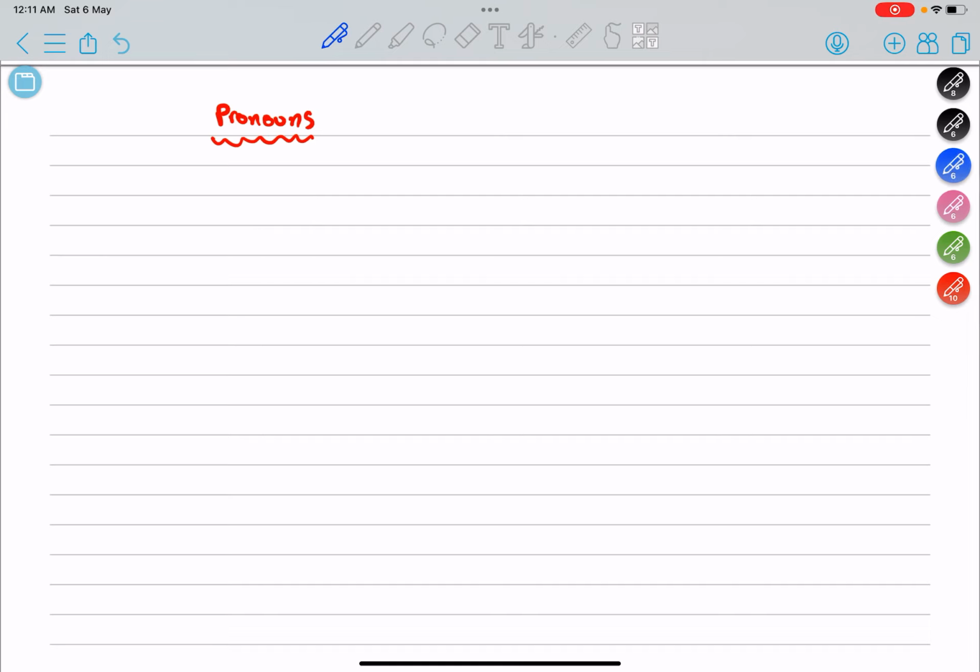So in English, pronouns are basically like, we indicate people with these words: he, she, it, they, them, right? Him, her. These are the words we use to indicate people. Now in Arabic, we have pronouns as well. So in Arabic, we have quite a lot of pronouns actually.